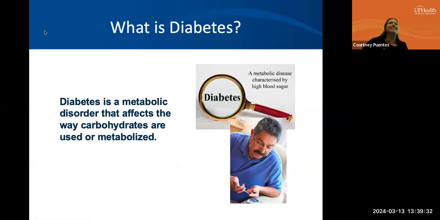So what exactly is diabetes? So regardless of which type of diabetes someone has, diabetes is a metabolic disorder, where it affects the way carbohydrates are metabolized in the body. And then depending on the type, and we'll go into the different types of diabetes, that's where the breakdown is, or the problems that arise.